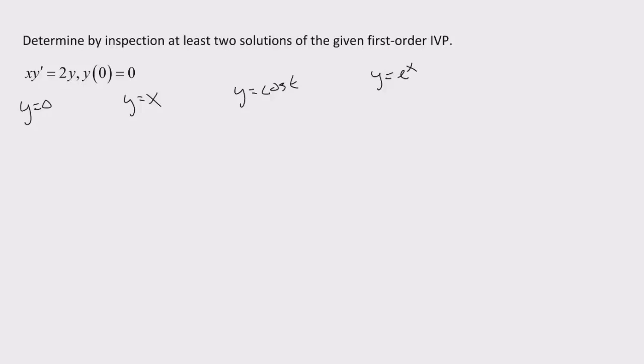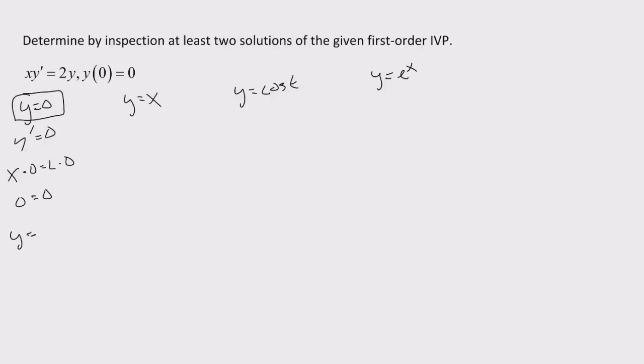So let's try y equals 0 real quick. So y equals 0 would mean y prime is also 0. So if I put that into both sides, I get x times 0 equals 2 times 0, which is true. Okay. So I know that is a potential solution.